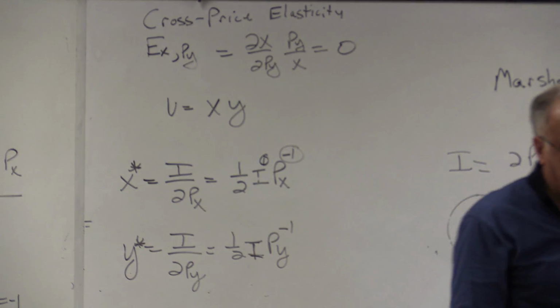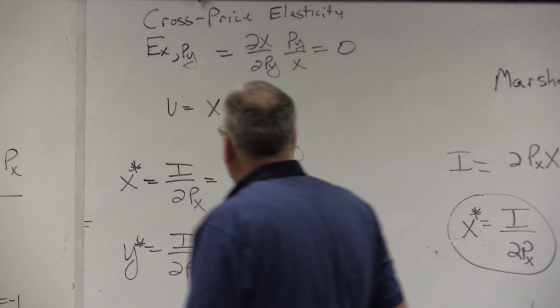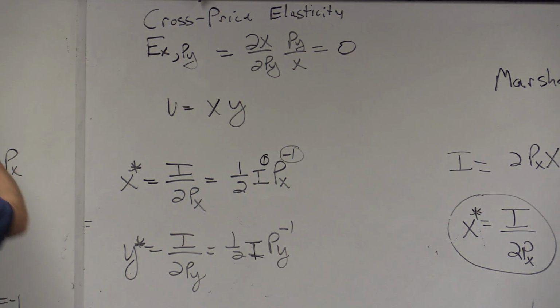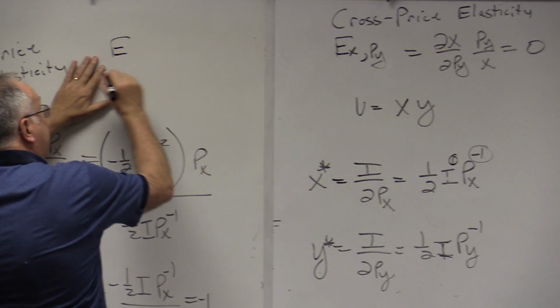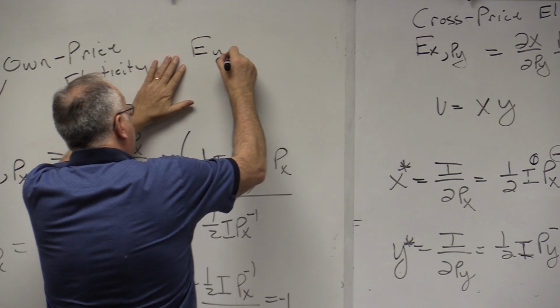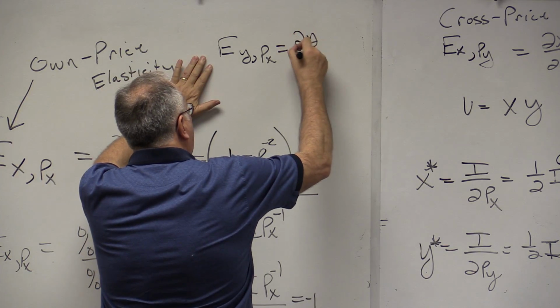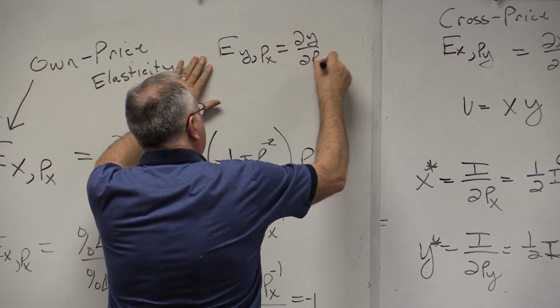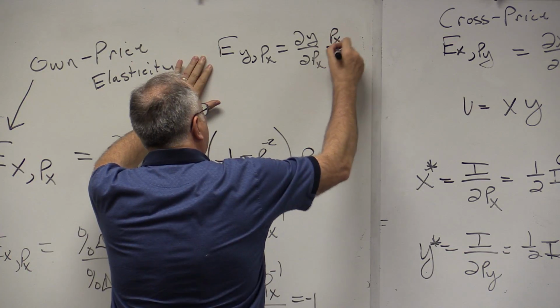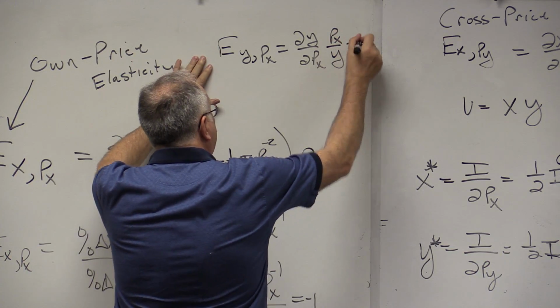Okay. So is this one. There's another cross-price elasticity. We could say, what is the elasticity of good y with respect to the price of good x? This would be partial y, partial px times px over y. That would also be 0.